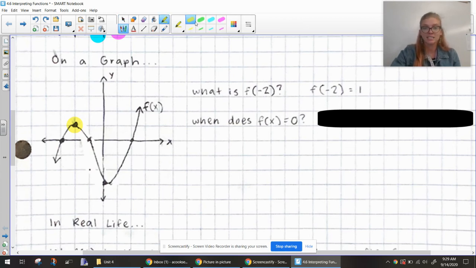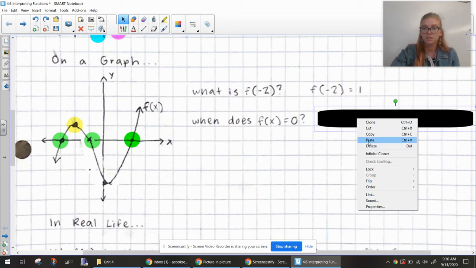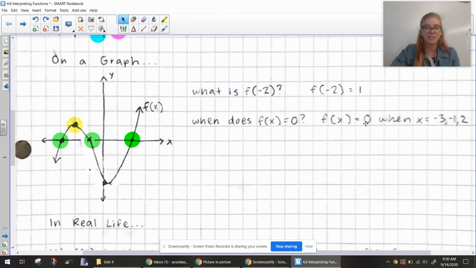The next question says, when does f of x equal 0? So this is asking me, at what x values does my y value equal 0? Well, here, my y value equals 0 anywhere along the x-axis. So there's 3 points along the x-axis where y equals 0. So f of x equals 0 when x equals -3, -1, and 2. This is how we're going to interpret a function on a graph.